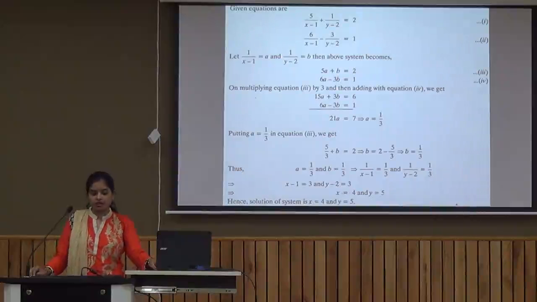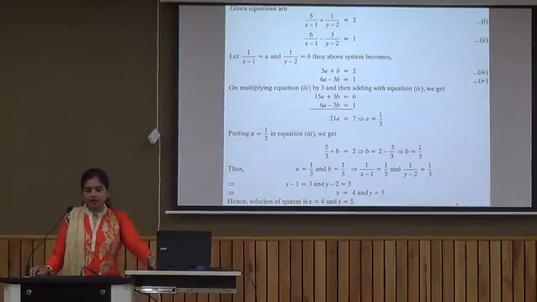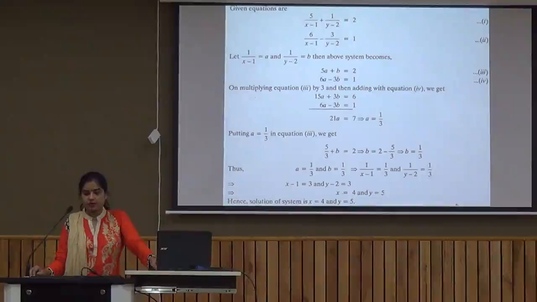Now we are putting the value of a equal to 1 by 3 in the third equation, and then we will get 5 upon 3 plus b equal to 2. From there we can find the value of b as 1 upon 3. Now our question is to find the values of x and y. So we have to put the values of a and b in the above equation, where we have let 1 upon x minus 1 equal to a.